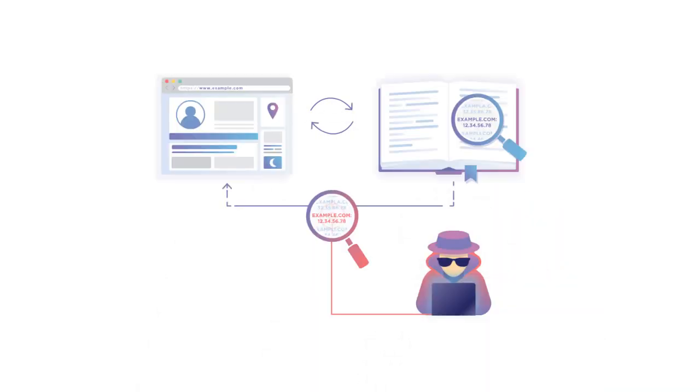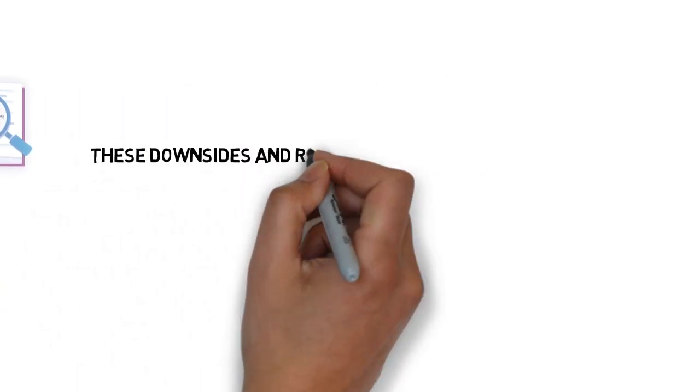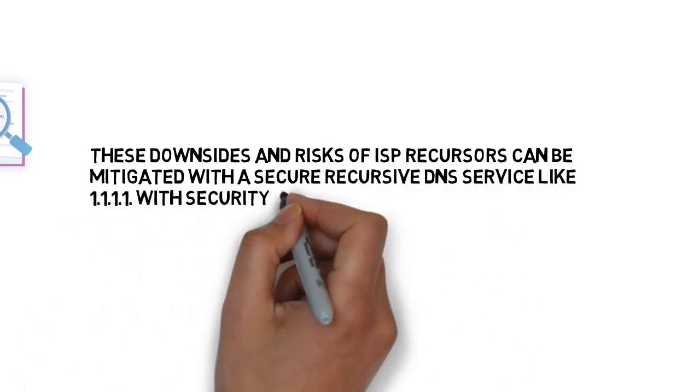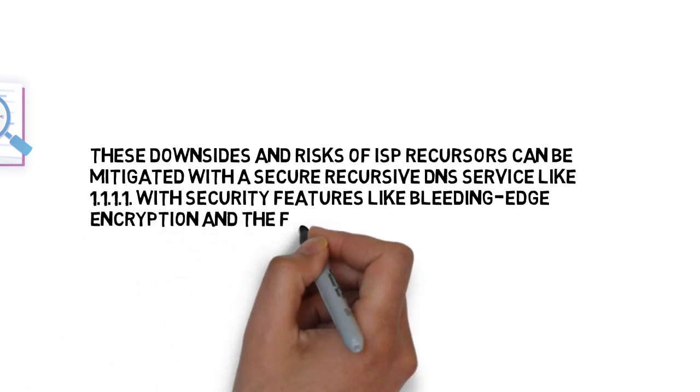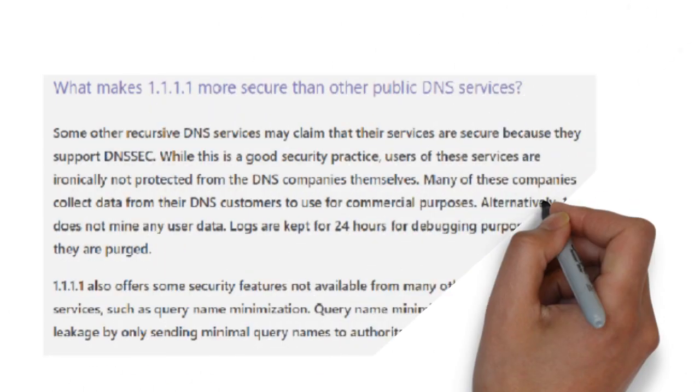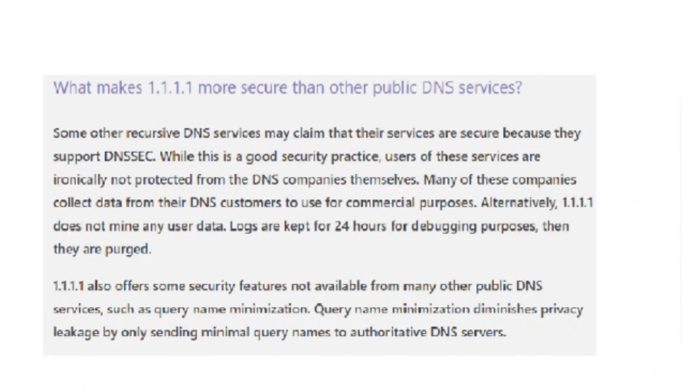These downsides, the risks of an ISP recursor, can be mitigated with secure recursive DNS services like 1.1.1.1. With security features like bleeding edge encryption and the fastest resolution speeds, 1.1.1.1 provides a better overall experience. So what makes it secure? Some other recursive DNS services may claim that their services are secure because they support DNSSEC. While this is a good security practice, users of these services are ironically not protected from the DNS companies themselves. Many of these companies collect data from their DNS customers to use for commercial purposes.